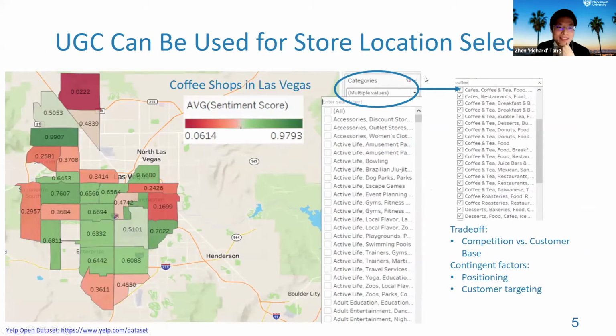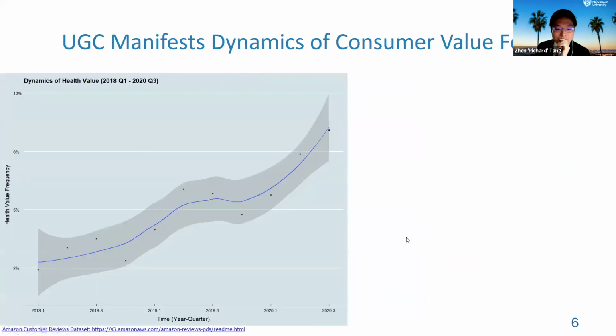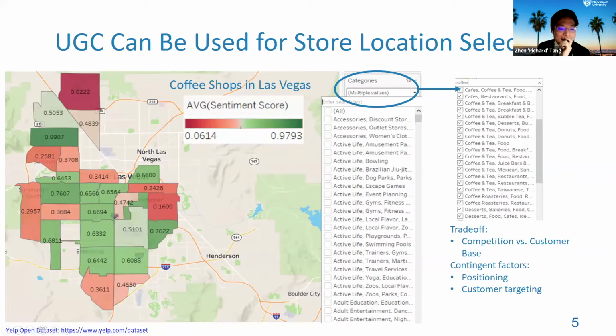Here is another example, which a group of students and I did this past summer for a capstone project in the Master of Business Analytics program at LMU. We just leveraged the Yelp open dataset, which is full of consumer reviews of all kinds of retailing establishments, from different cities. In this case, we got the data from Las Vegas. And then we just used natural language processing to predict the sentiment of consumer reviews.